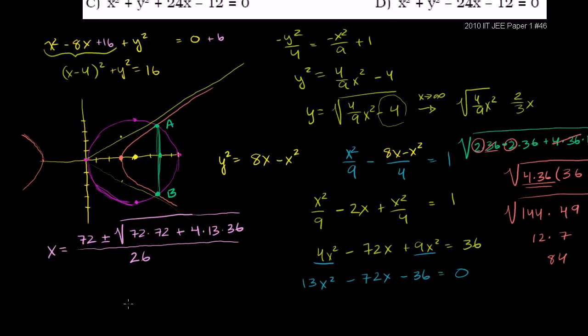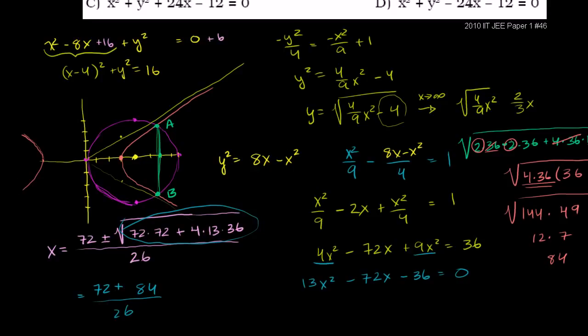So this business over here simplifies to 72 plus or minus 84. This whole thing over here simplified to 84. All of that over 26. Now, if we were to subtract 84, we would get something over here that doesn't make sense in this context. We're looking for a positive x value. So let's only consider the plus 84 and see what we get.